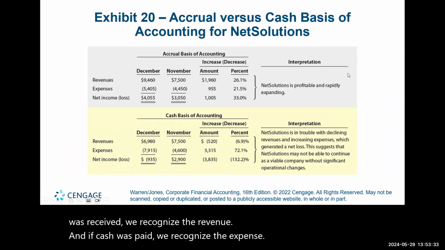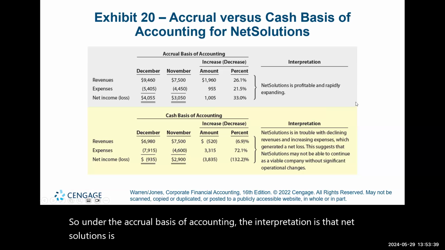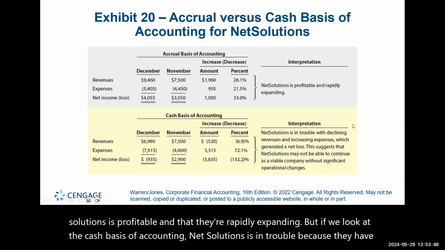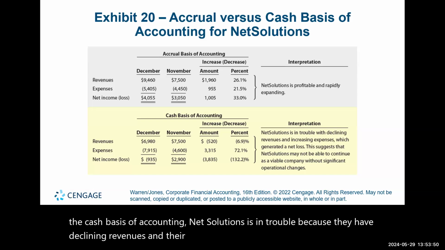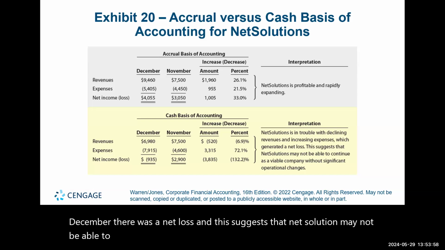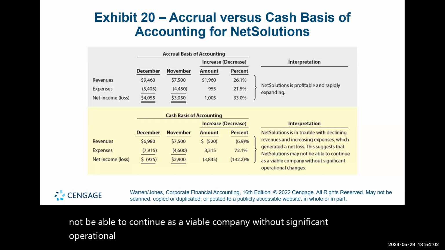Under the accrual basis of accounting, the interpretation is that Net Solutions is profitable and rapidly expanding. But if we look at the cash basis of accounting, Net Solutions is in trouble because they have declining revenues and their expenses are increasing, hence why in December there was a net loss. This suggests that Net Solutions may not be able to continue as a viable company without significant operational changes. So we have to keep this in mind.